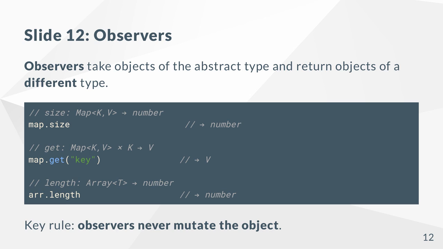The critical rule for observers: they must never mutate the object. An observer that secretly modifies its target would be extremely dangerous and hard to debug.